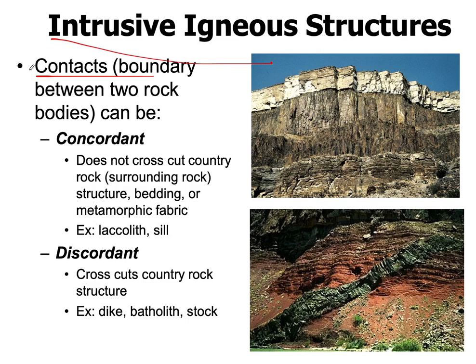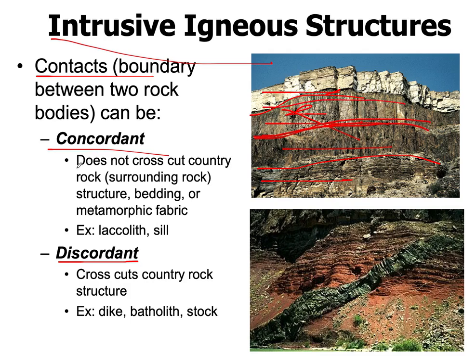These contacts are classified basically into concordant and discordant. What are concordant and discordant? Concordant means, for example, this is the best example of a concordant body. The bedding or the surrounding rock are actually parallel, they are not cross cutting. You can see these are completely parallel. This is a famous example known as a Sill, and they are not cross cutting, they are parallel, and that's why they are known as concordant.